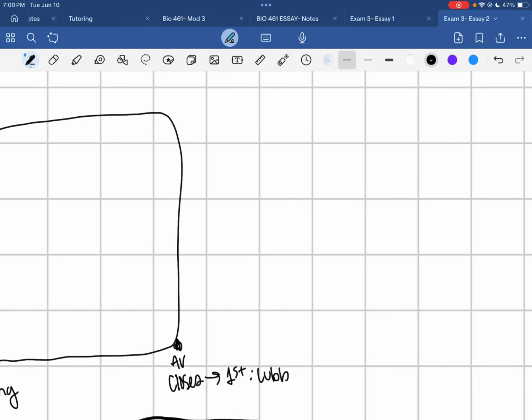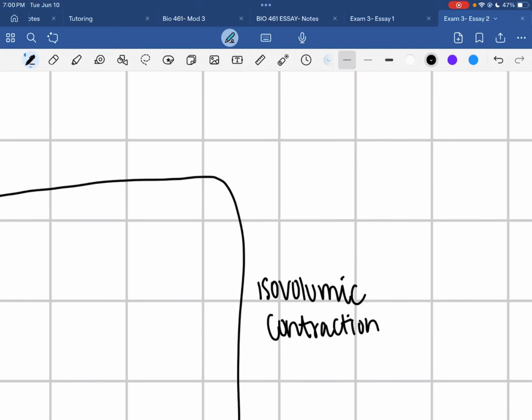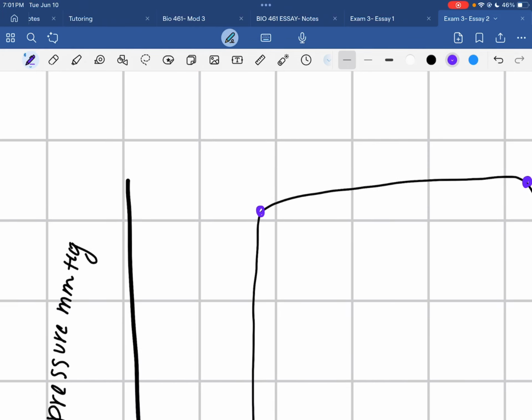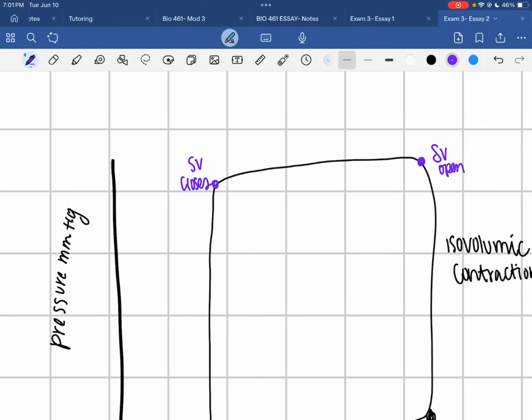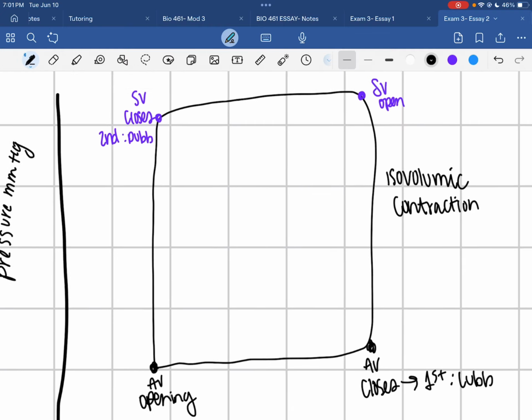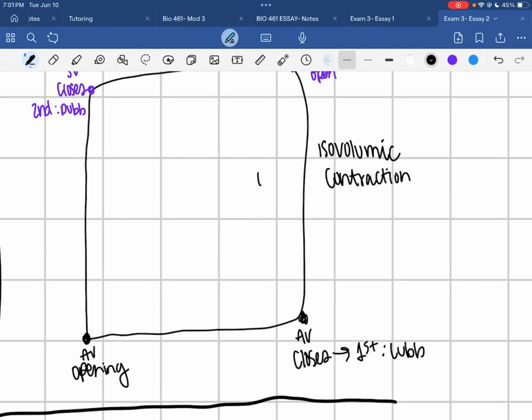This is what causes our first sound, which is lub. From here to here is known as isovolumic contraction. The ventricle is now filled with blood and we can start contracting. At this top point, the semilunar valve opens, and then it closes right here. This is responsible for our second sound, which is dub.